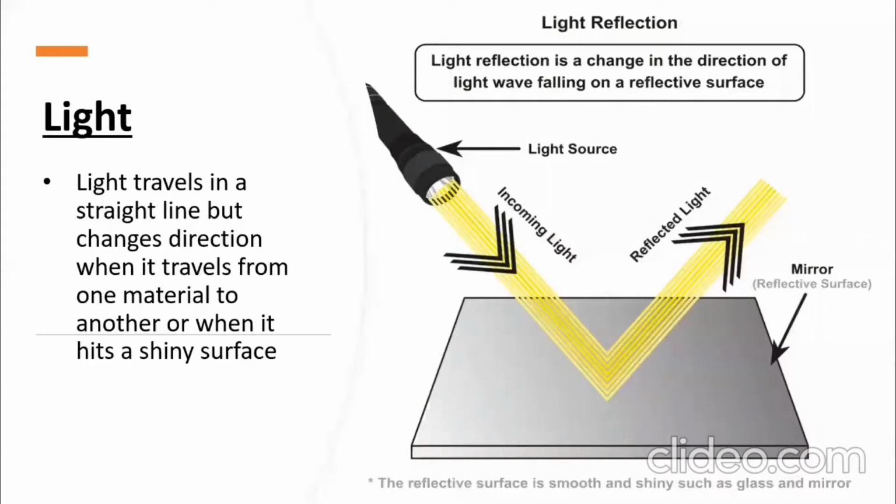Okay, so about light. Light travels in a straight line, but changes direction whenever it travels from one material to another, or whenever it hits a shiny surface. As you can see from the figure there, the flashlight, which is the source of the light, hits the mirror. Then it reflects off the mirror, and that's called the reflected light.